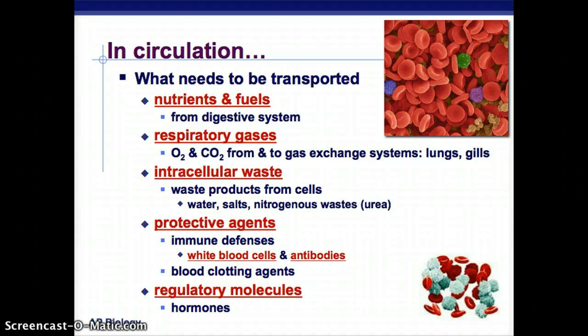So in circulation, what are the things you need to transport? Nutrients and fuels, that comes from your digestive system. Respiratory gases, that's oxygen and carbon dioxide, and that goes through things like lungs and gills. Intracellular waste, that's waste products from the cells like water, salts. Also protective agents, those need to be transported like white blood cells and antibodies. Also blood clotting agents like platelets. And finally, regulatory molecules like hormones.